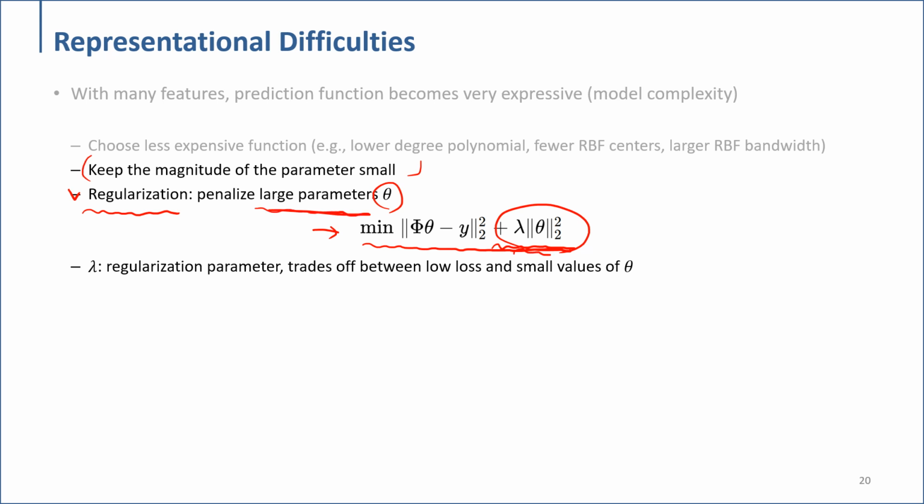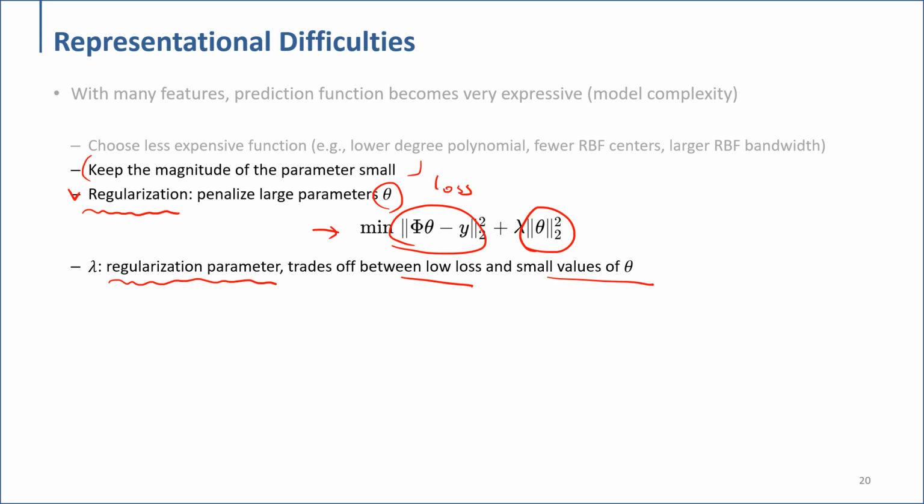So here the lambda is called the regularization parameter, which is a trade-off between low loss and small values of theta. This one is our original loss function, and this one is to avoid the large parameter theta. So the lambda will be the parameter balancing between low loss and small values of theta.